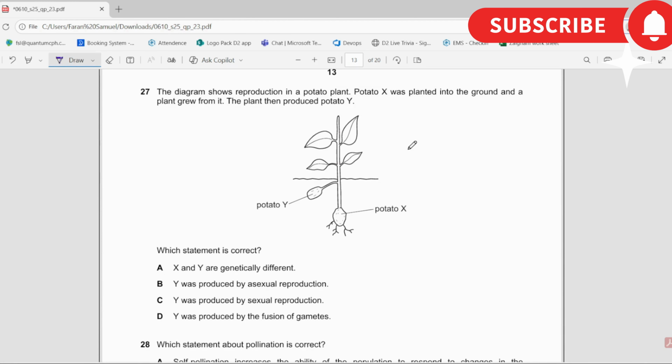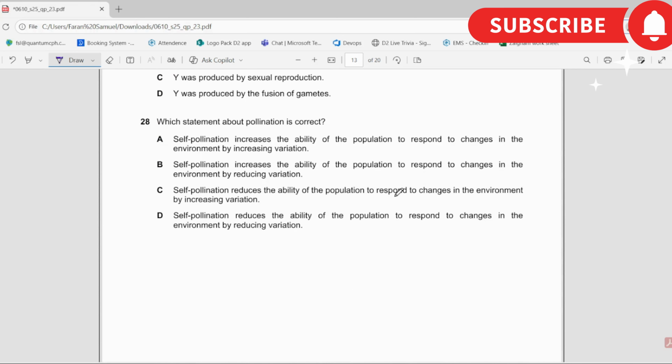Next one. The diagram shows reproduction in the potato plant. Potato X was planted in the ground and a plant grew from it. The plant then produced potato Y. What statement is correct? B, because it's a type of asexual reproduction where no parents are involved, no female or male gametes are involved.